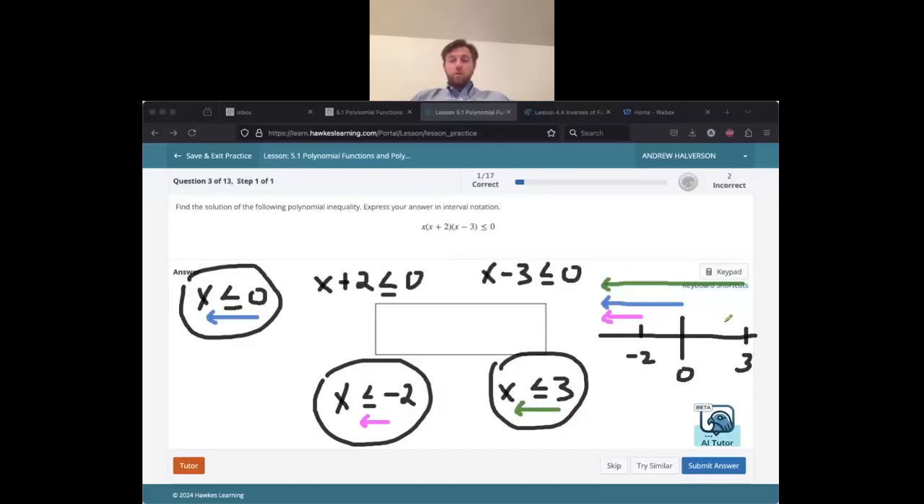Yes, I would say 1. Which one, the green line, the blue line, or the pink line? The green line. The green line captures them all, right? So if you're a solution to the green line, you're a solution. You'll get what we need. So what's the interval for the green line? How would we write it as an interval?